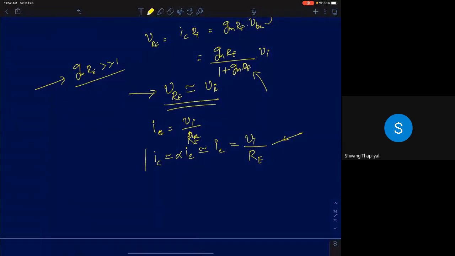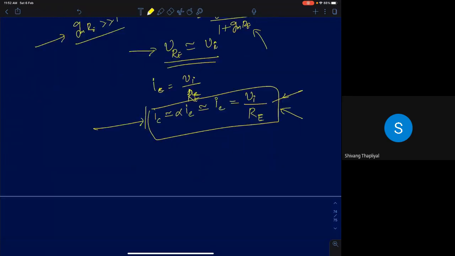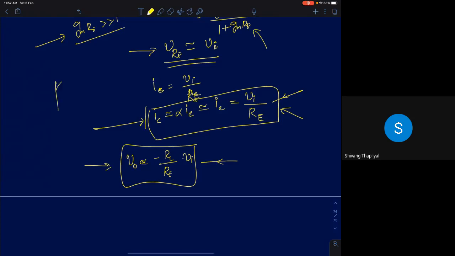We just got what we wanted. Now if you see, your collector current depends mainly on the emitter resistance. So it is now VI upon RE. So what will be your output voltage? The output voltage is minus of RL upon RE into VI. This is an approximation again. So by doing this, what I've accomplished is that I've built a linear amplifier by opting for emitter degeneration.